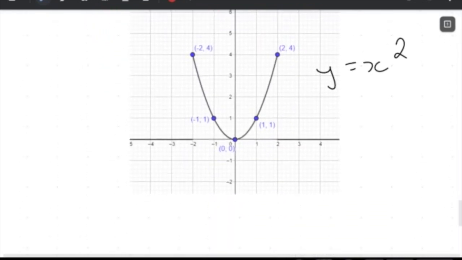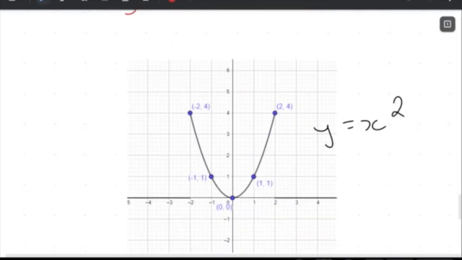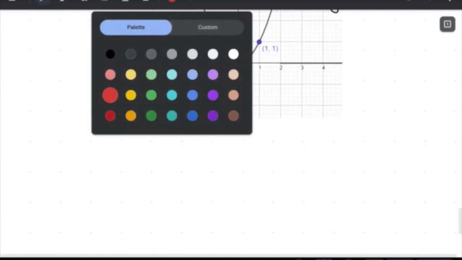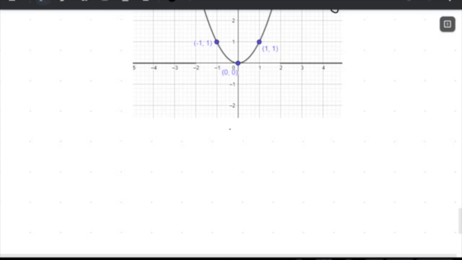So I need to draw this a little bit bigger so I can squeeze in this -12. So let's just do that quickly. -3, -4, -5, -6, -7.